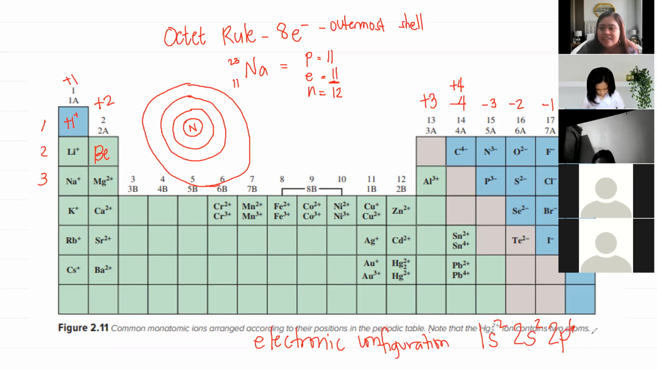So the 1 here means the first energy shell. It means there are two electrons here. So you have 1 and then 2. Then this 2 here refers to the second energy shell. So 2 and 6, which means there are 8 electrons in the second energy shell: 1, 2, 3, 4, 5, 6, 7, and 8.